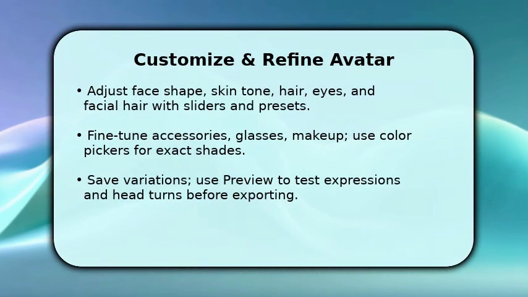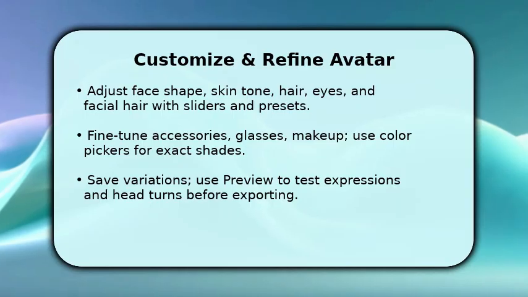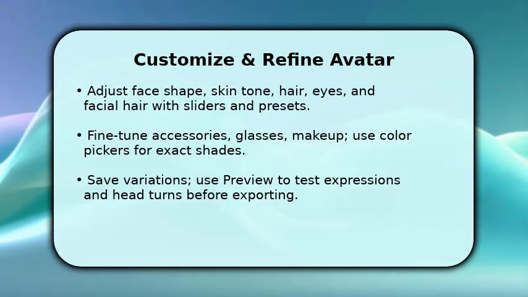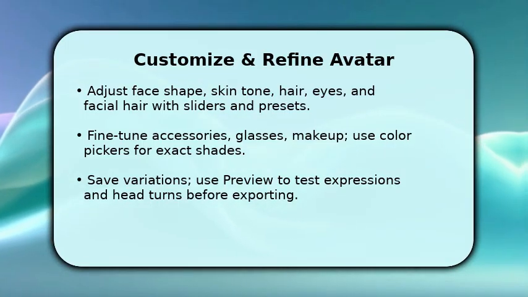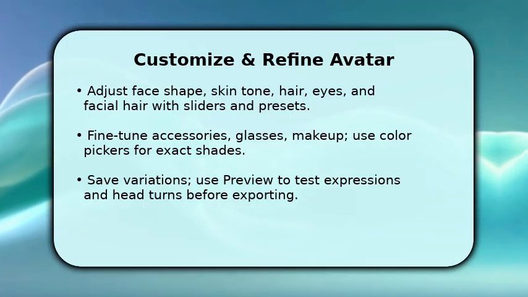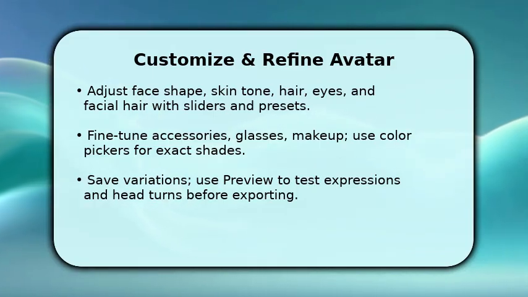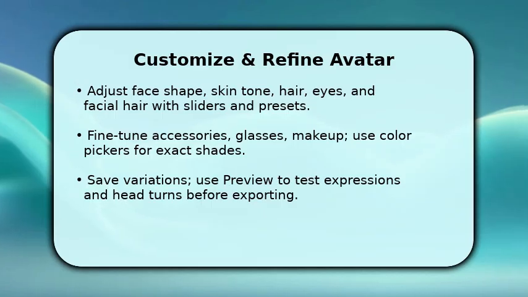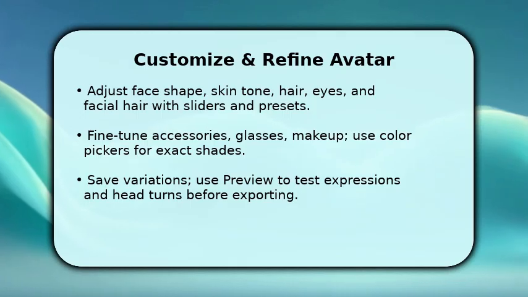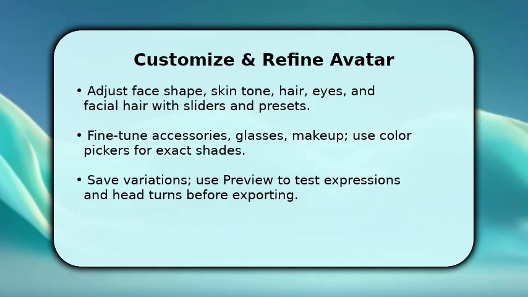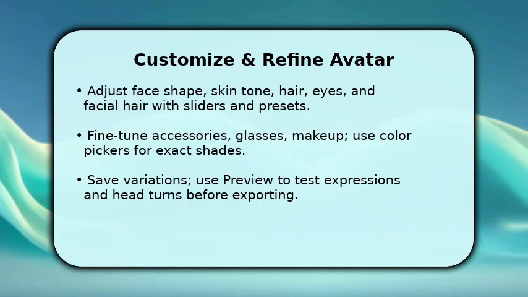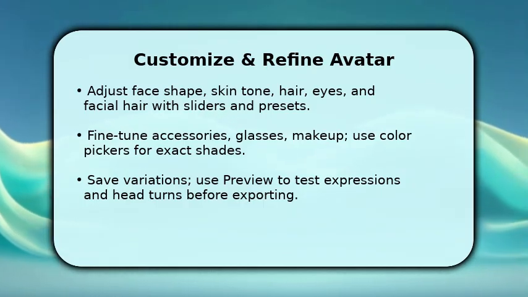Now you customize. Change face shape, skin tone, hairstyle, eye color, and facial hair so the avatar reflects you. Make deliberate choices. Sliders give subtle control while presets speed up selection, because consistent settings help later when the avatar animates. Add accessories like glasses or hats and use the color pickers to match clothing or brand colors. Once you're happy, save the emoji set and use Preview to test smiles, blinks, and head turns so animations will look natural in chats and recordings.